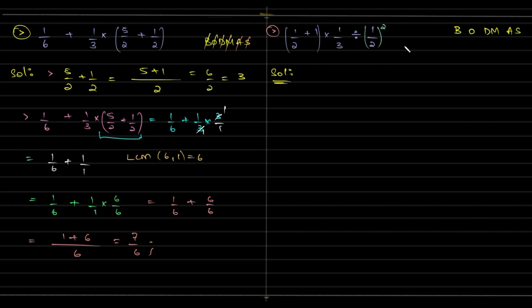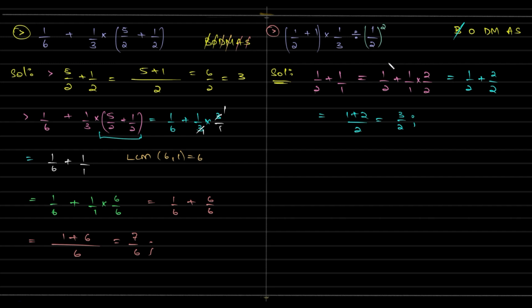Okay, let's see. Brackets are there. Yes, we have brackets. 1 by 2 plus 1, which can be written as 1 by 1. Simplest form, yes. Like fractions, no. For that, we need to find the LCM. Between 2 and 1, LCM is 2. So I have to convert the second term to a fraction which has 2 in the denominator. So for that, we multiply with 2 and divide with 2. Next step is 1 by 2 plus 2 by 2, which is nothing but 1 plus 2 by 2, which is nothing but 3 by 2.